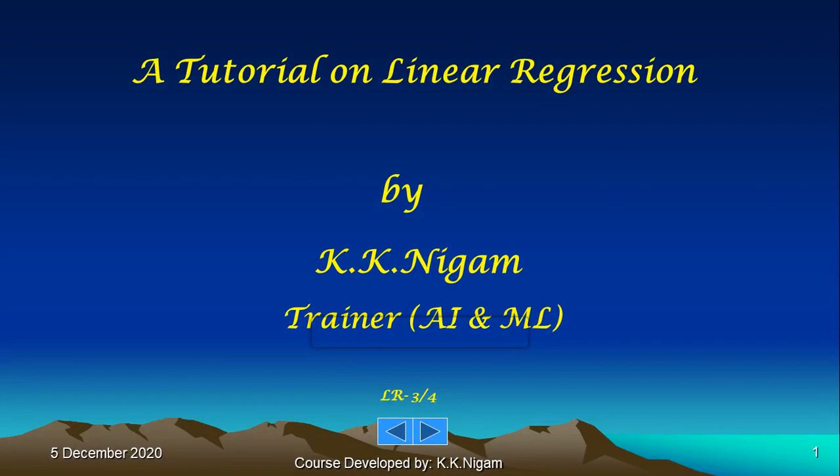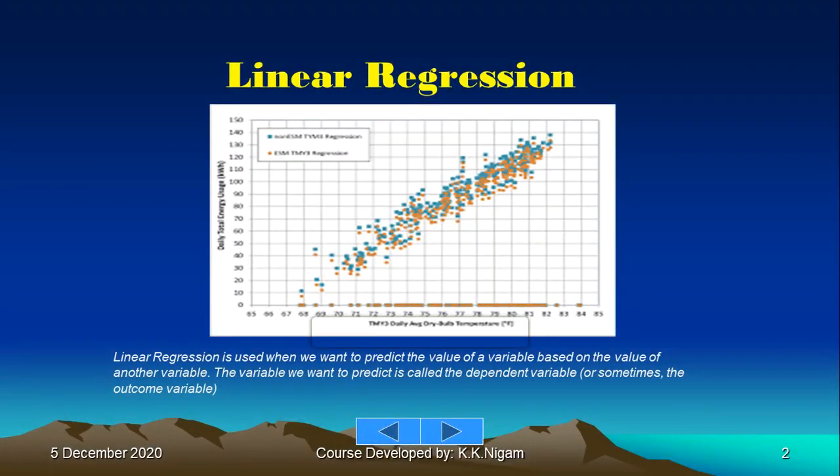So let's start with the third part of linear regression. Now, as we have seen, linear regression is used when we want to predict the value of a variable based on the value of another variable. The variable we want to predict is called the dependent variable, or sometimes the outcome variable.